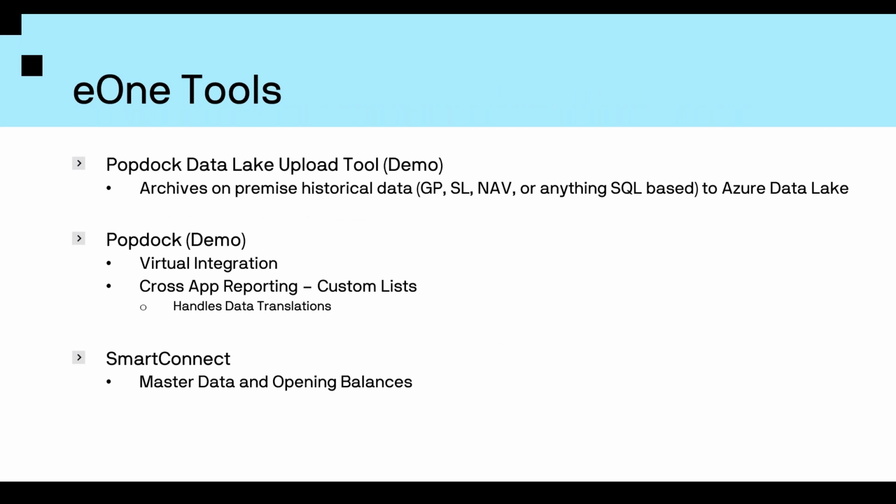So where do our eOne tools fit in? The two tools that we primarily use when we talk about historical data all fall under our Popdock bucket. One of them is our Popdock Data Lake Upload tool, which I'll provide a demo of shortly. What it essentially does is archive on-premise historical data. You'll notice there's a handful of different options built within the tool where we can move data from Dynamics GP, Dynamics SL, NAV, or really anything that's SQL based, archive it to a data lake, and then surface that data using Popdock, which you see below, right inside of Business Central.